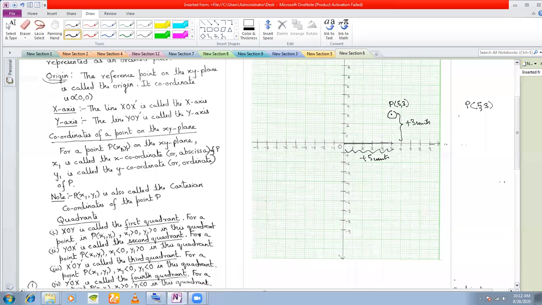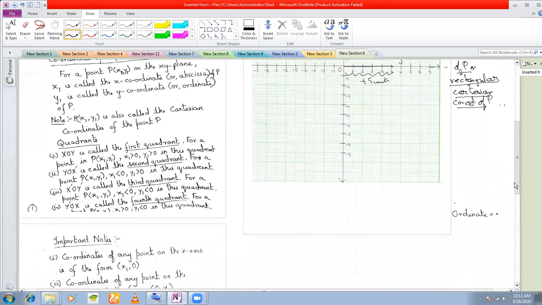5, 3 is called the coordinate of P, or rectangular Cartesian coordinates of P, or simply coordinates of P. So this is what your concept of quadrant is, and this is what your concept of coordinates is.